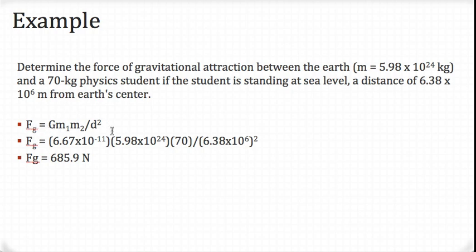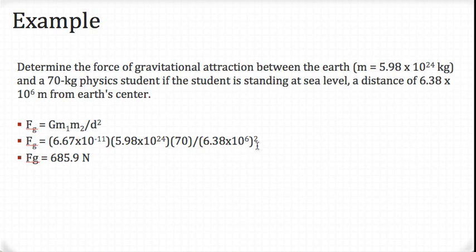So we've got our formula. Sorry, this isn't formatted great on the PowerPoint. Then your force of gravity equals, and we plugged in the gravitational constant, we've plugged in the mass of Earth, and the mass of our physics student. Again, it doesn't matter which order they go in. You could have put the 70 before the mass of the Earth. And then we're going to divide by our distance and square that distance.